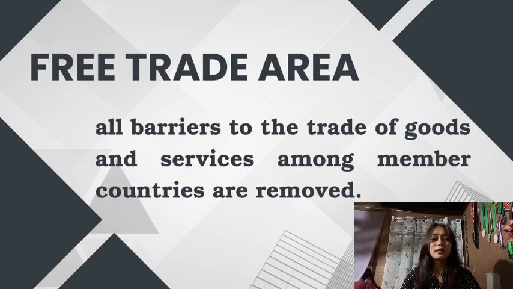Another example is the European Free Trade Association or the EFTA. EFTA is made up of countries like Switzerland, Norway, Iceland, and Liechtenstein. Okay? Unlike the European Union, the EFTA focuses mainly on free trade without moving toward deeper political or economic union. So that's the difference between the European Union and the EFTA.